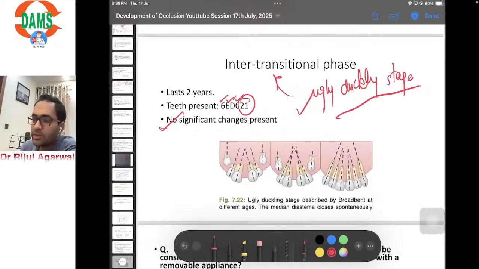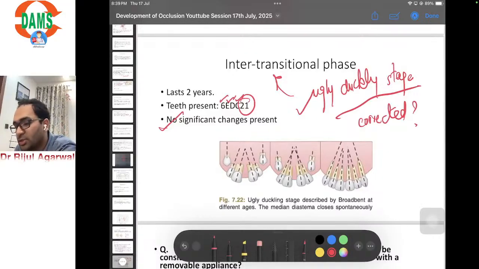The next question you get, and students don't read the MCQ correctly, is: the ugly duckling stage is corrected at what age? So first of all, what is the ugly duckling stage? Then only you will be able to understand seen and corrected.